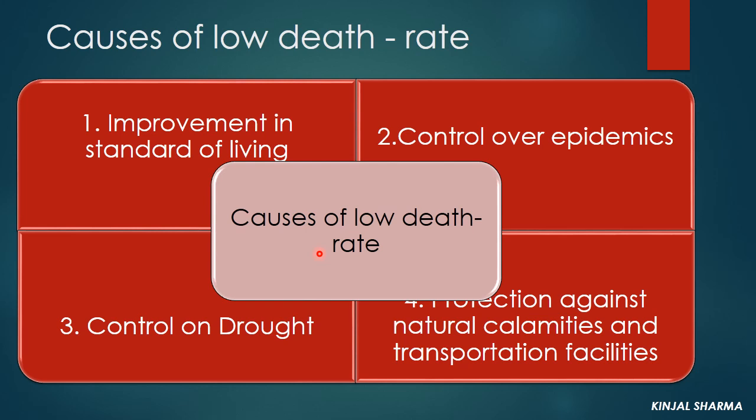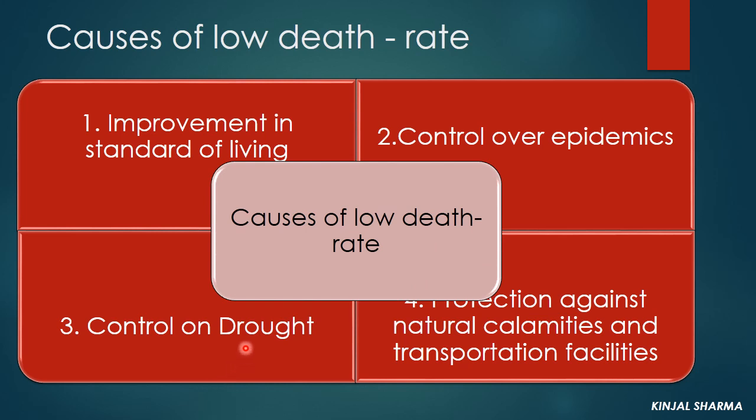Now the second comes is causes of low death rate. So there are 4 important points in that. First one is improvement in standard of living. Second is control over epidemics. Third is control on drought and protection against natural calamities and transportation facilities. So improvement in standard of living, that is the way they live, better quality, better things we use. Control over epidemics, we can say, that is control over diseases or threatening diseases like measles, malaria, etc.